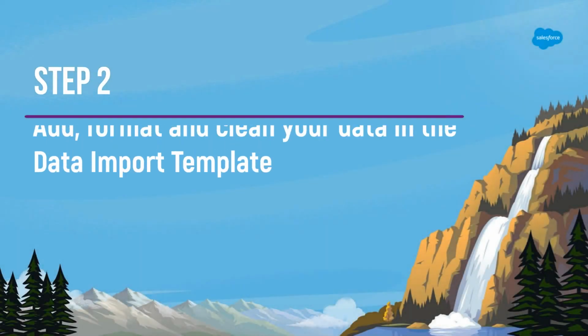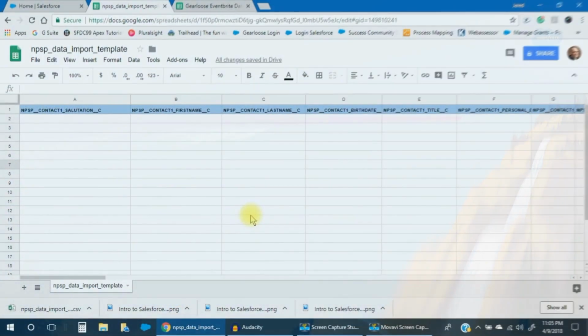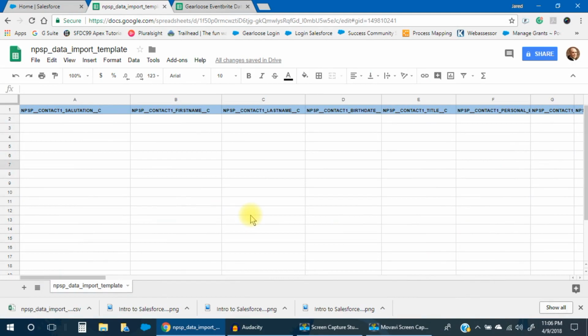Step number 2, add, format, and clean data in the data import template. Alright, so on to step 2 of our success plan for loading a large amount of data through the data loader into our NPSP app. We are going to take data from other spreadsheets. Let's say you just had a campaign and you got a bunch of information from, let's say, Eventbrite, and they sent it to you in a spreadsheet, and now you've got to get it into this template.